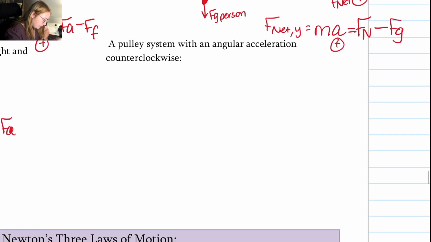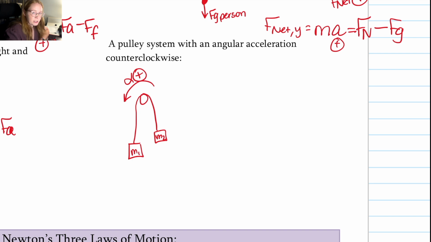Okay, a pulley system with an angular acceleration counterclockwise. So almost the same pulley system as before, but this time we're accelerating counterclockwise, which, don't ask me why, when you accelerate counterclockwise, it is a positive acceleration. So that's just one thing to note. It's kind of counterintuitive because usually you think clockwise would be positive, but in physics, counterclockwise is positive. And that's actually going to help us make our net force equations. Once you know the way it's accelerating, you kind of want to make yourself a note.